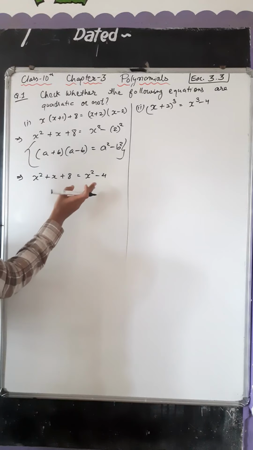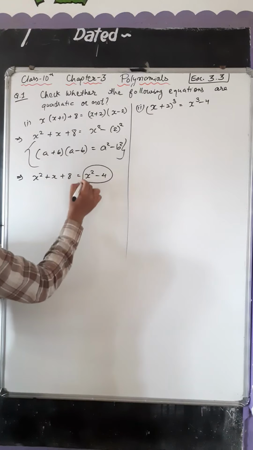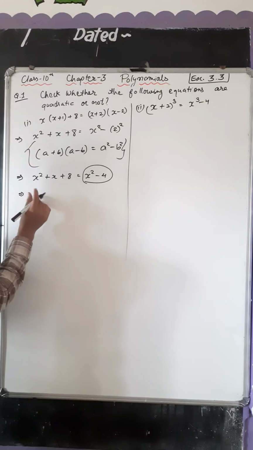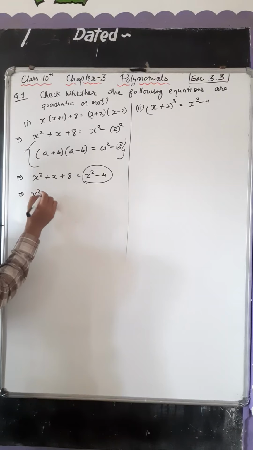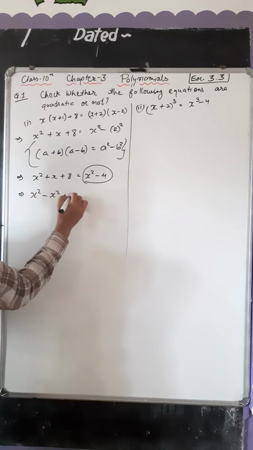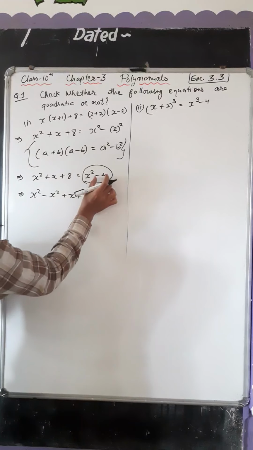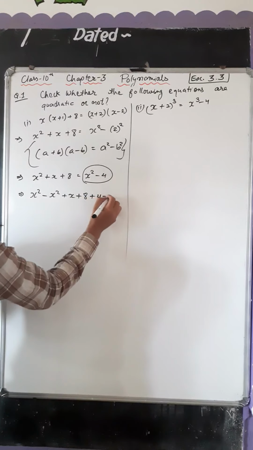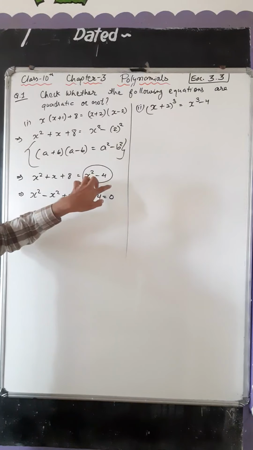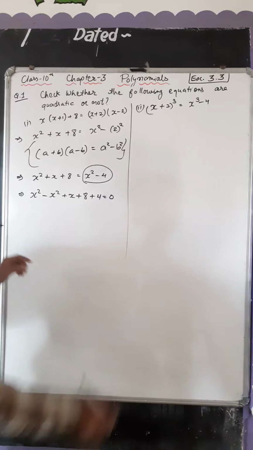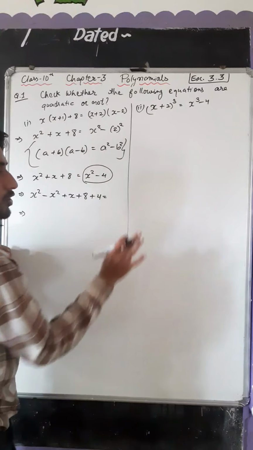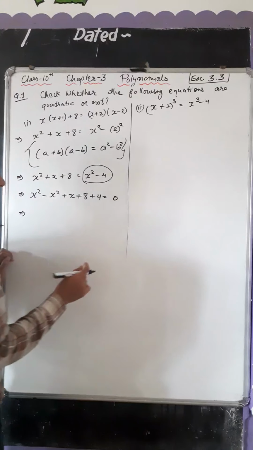Now the whole term, transpose it to this side, the left side. This x square will become minus x square. This minus 4 will become plus 4, and here there will be 0. The whole term has come to this side, and what remains here is 0. So write 0 here. Don't leave it blank. Write 0 here, okay?